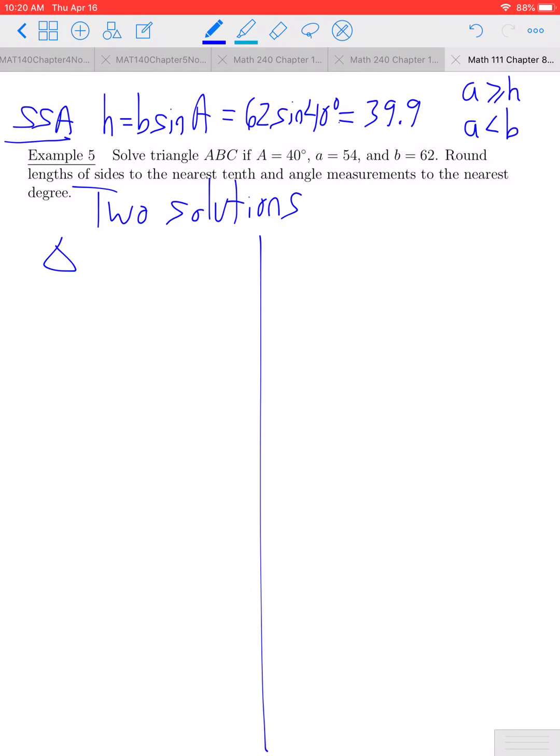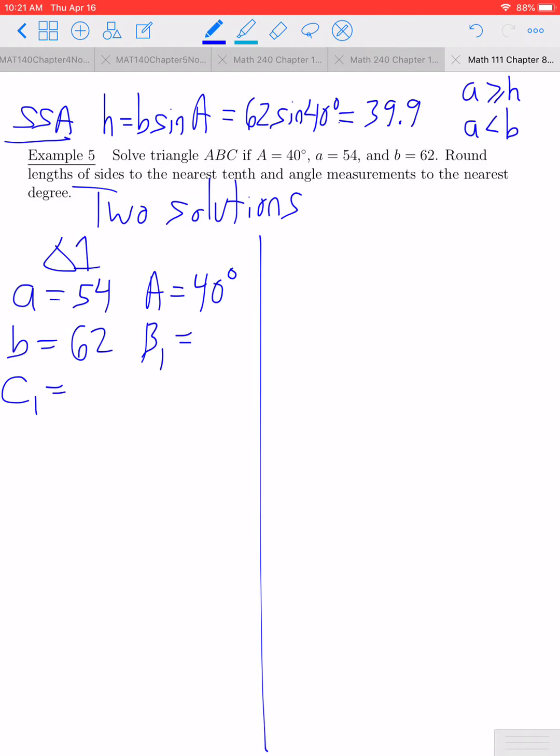So the first one, I'm just going to call this one triangle 1. And let's suppose we're going to label the sides. We have a, which we already know, b, which we already know. So a is 54, b is 62, and I'm going to call this one c1. We know angle A is 40 degrees. We don't know angle B. Let me call that B1. And we don't know angle C here. Let me call that C1.